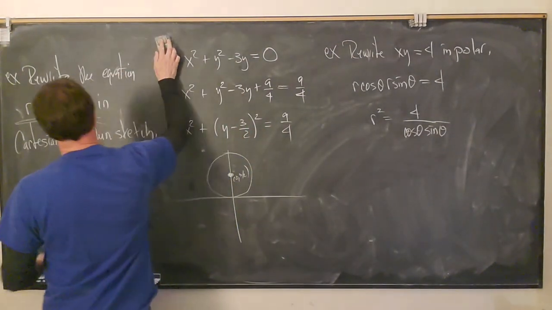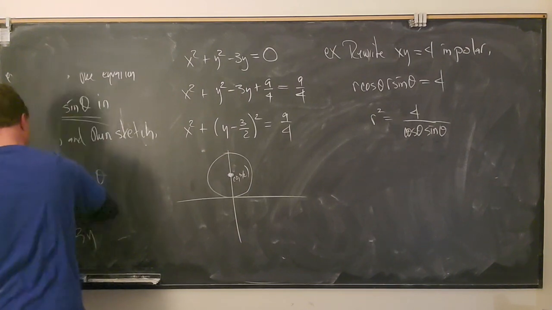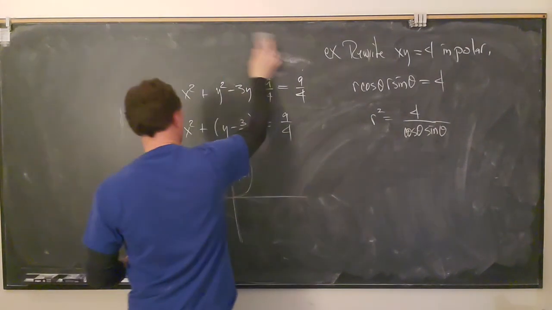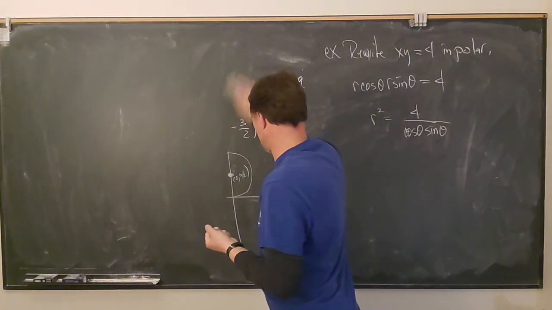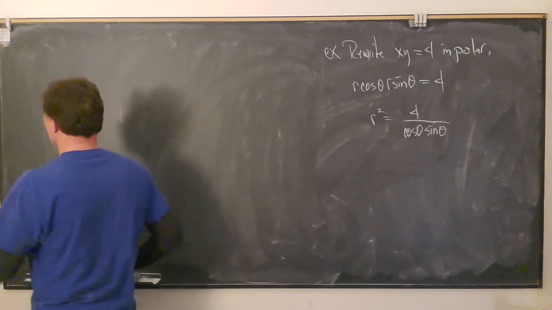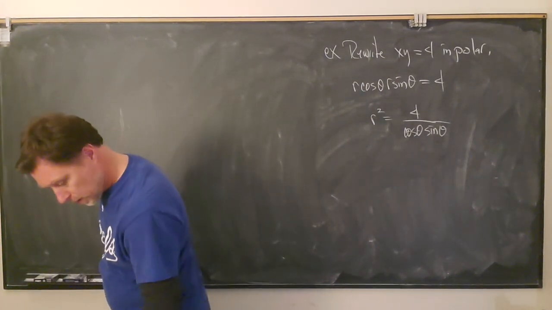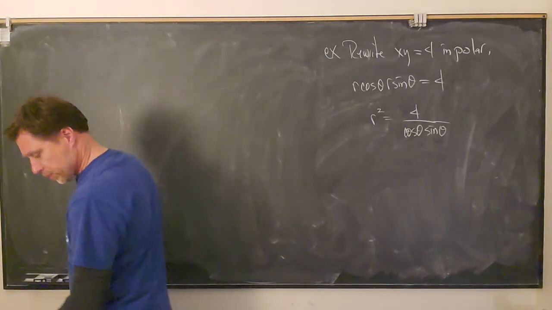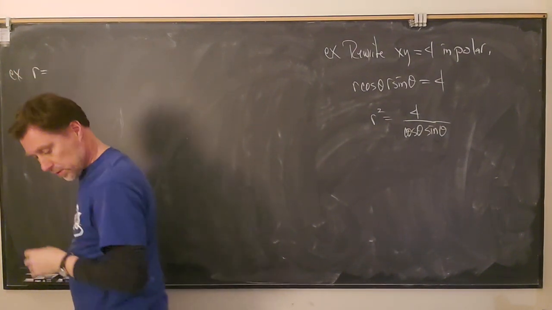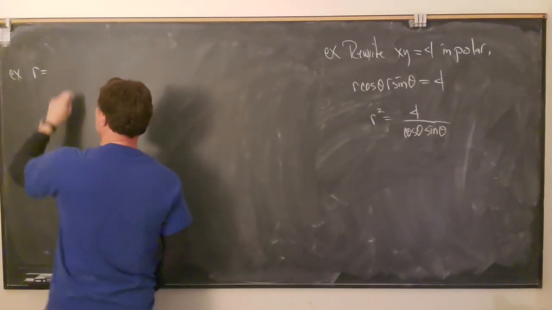Okay, so now what I want to do is start developing a technique that will allow us to sketch polar curves without attempting to convert to Cartesian. So let me look at this example here. Let's do r equals 2 cosine theta.